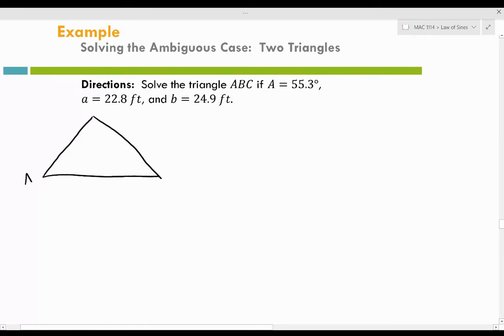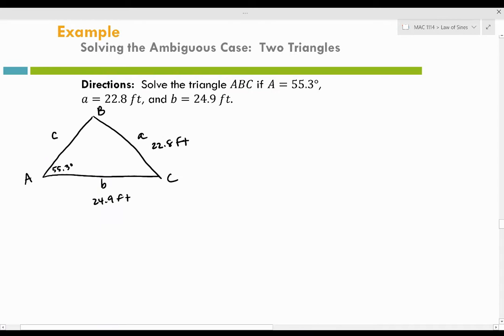All right, our capital letters we reserve for angles. Lowercase letters we reserve for sides. And I'm going to go through and label what we have. So 55.3 degrees, 22.8 feet, and 24.9 feet.